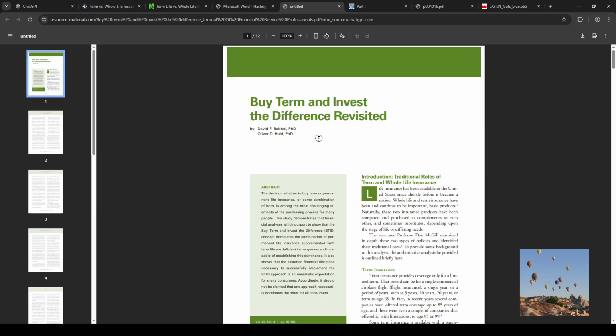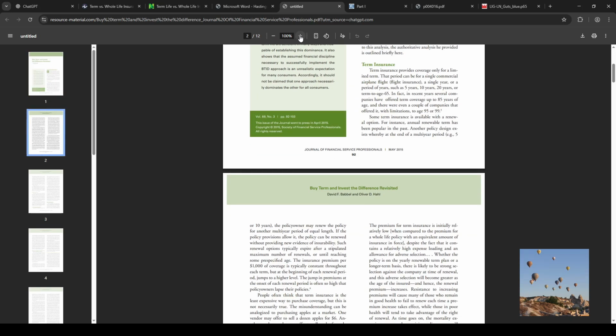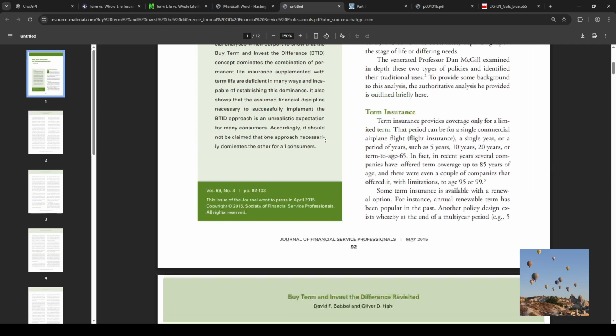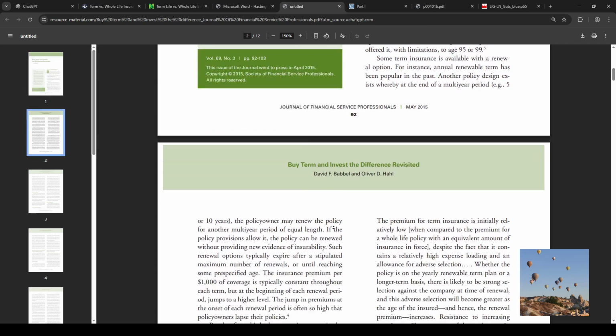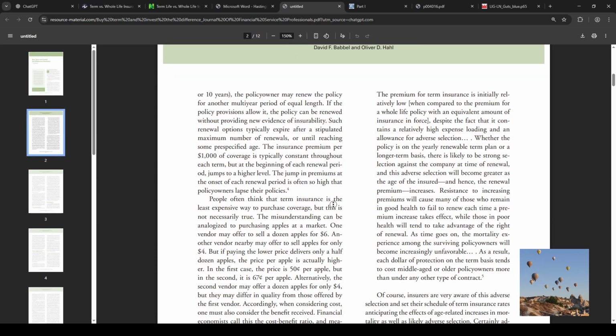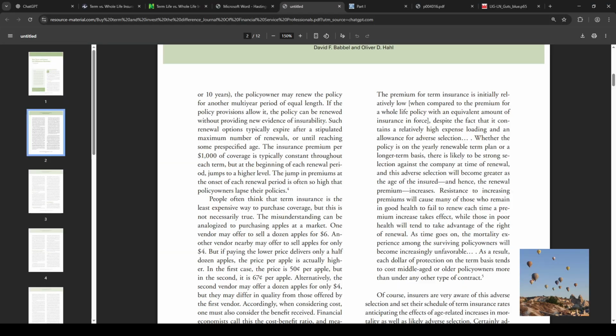Now, before we talk about winners, we have to define what winning means. If your only goal is the cheapest death benefit for the next 30 years, term wins almost every time. If your goal includes permanent coverage, stability, and guaranteed outcomes, the comparison changes because you are not buying the same thing. This is why people talk past each other. They are using different definitions of success.